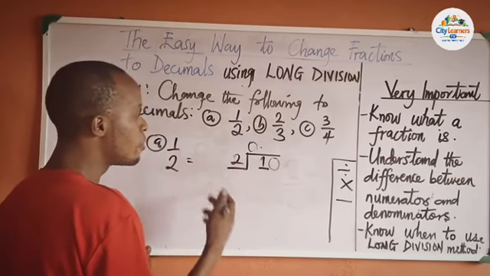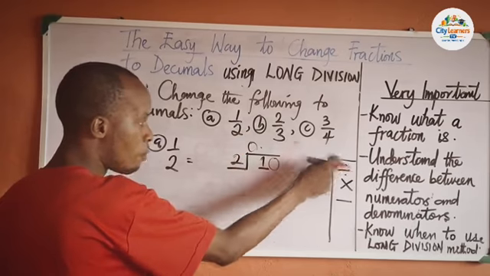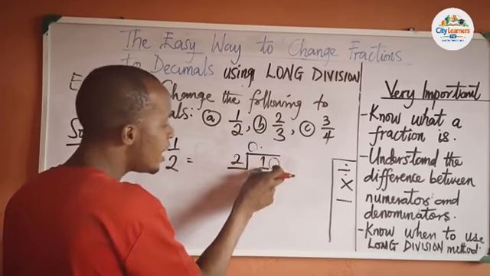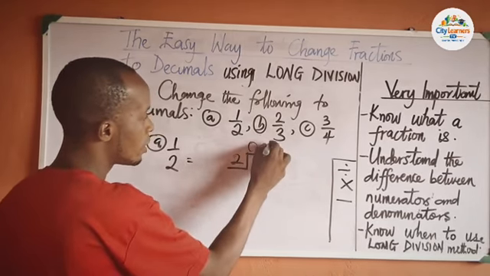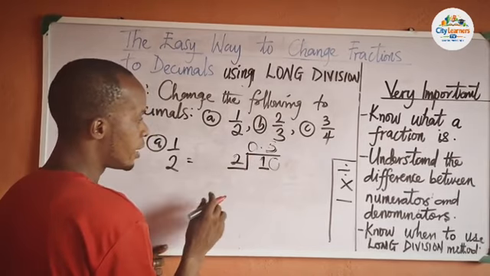Now that it's possible for me to divide 10 using 2, I go back to my division and I say 10 inside divided by 2. That will give me 5. And then what should I do then?